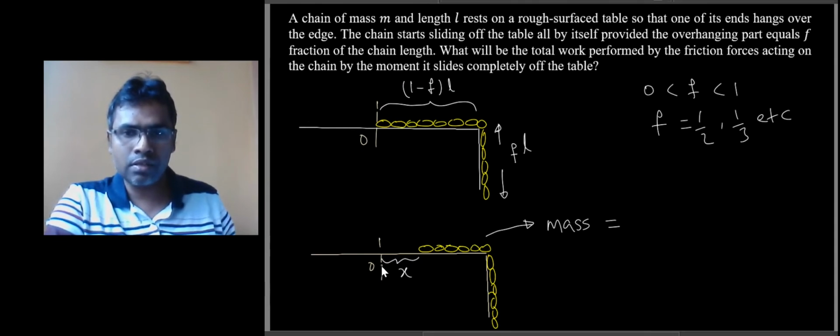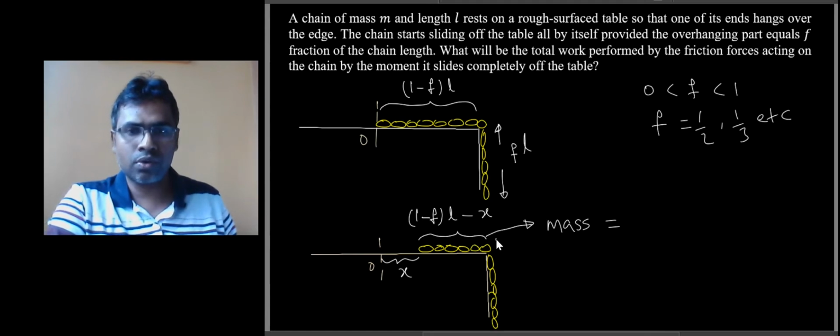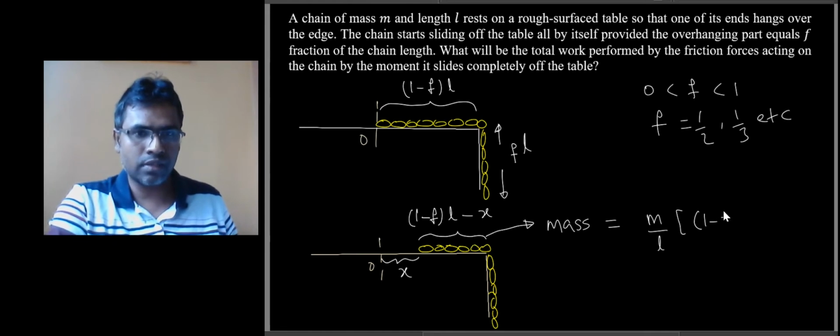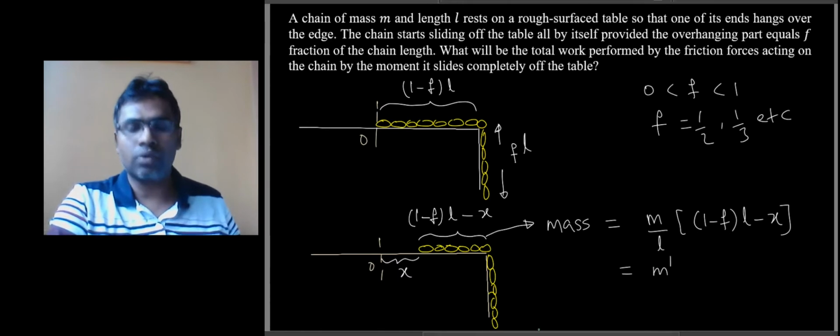So here we said the chain moved to the right by an amount x. So this length would be (1 minus f) into L minus x. So here if you write down the mass of the chain on the table, it would be mass per unit length into length of the chain, which is (1 minus f) into L minus x. Let us call it m prime.